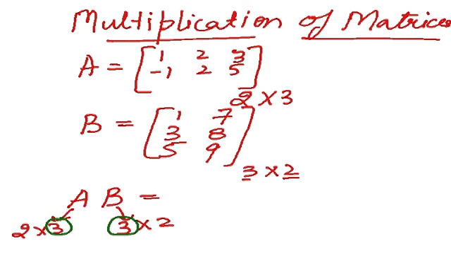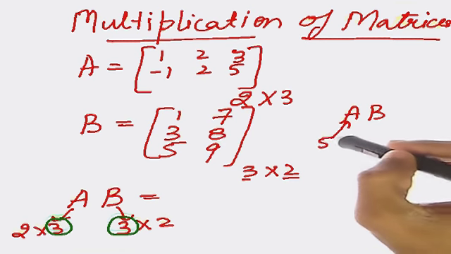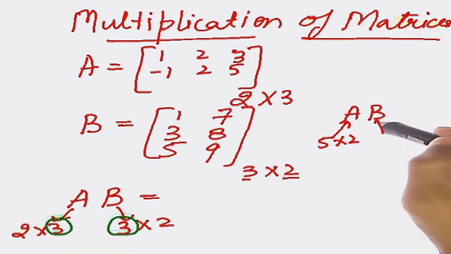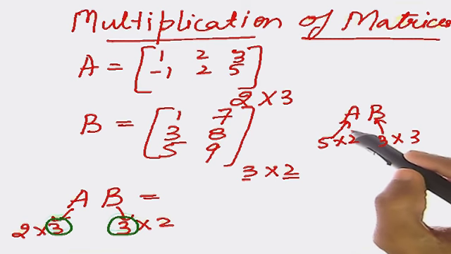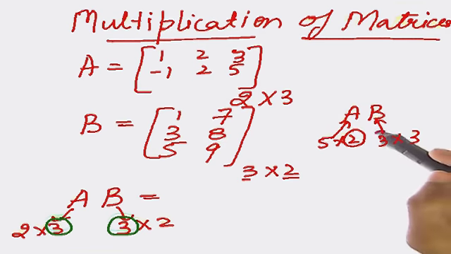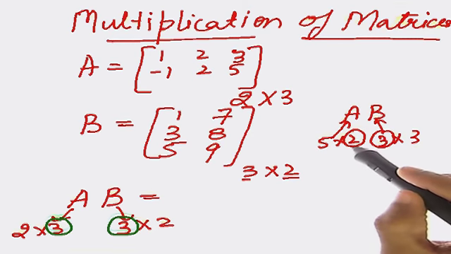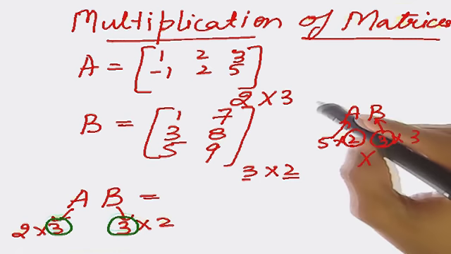Suppose we have two matrices A and B, and the order of A is 5 by 2 and the order of B is, say, 3 by 3. Here we can see the number of columns in A is 2 and the number of rows in B is 3. So as the number of columns in A is not equal to the number of rows in B, we cannot multiply these two matrices.